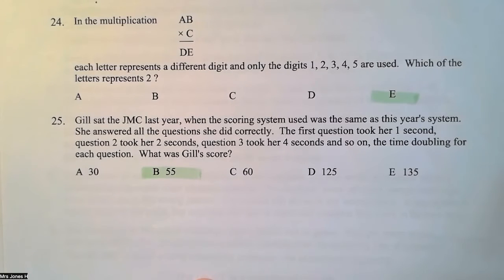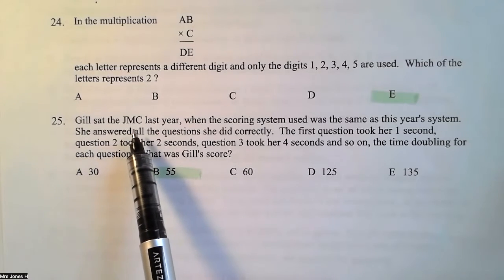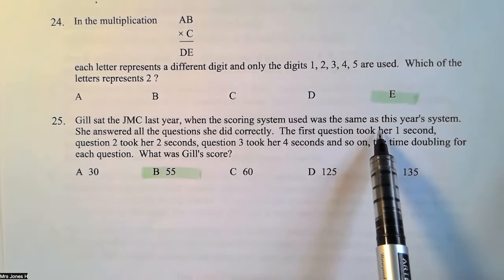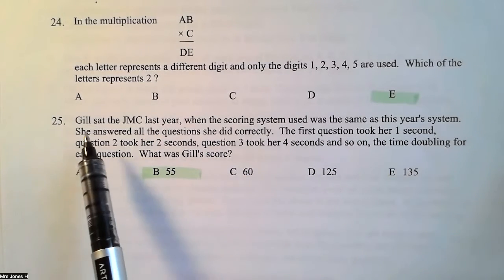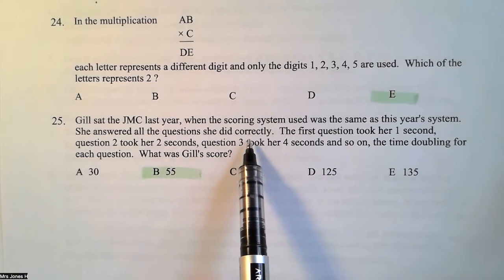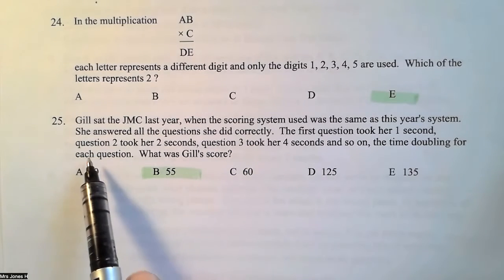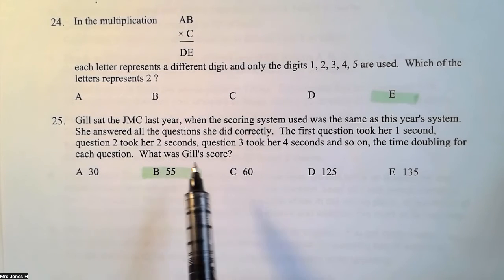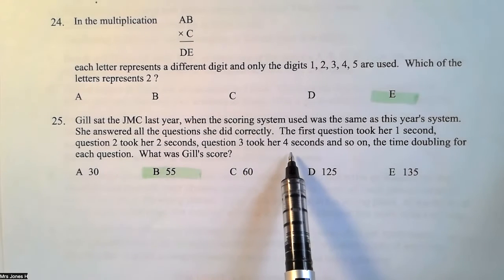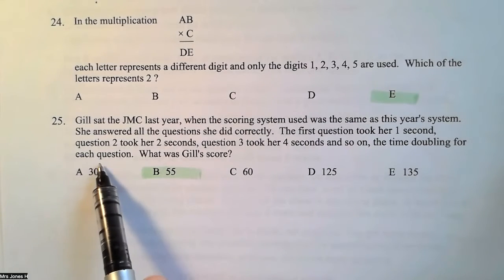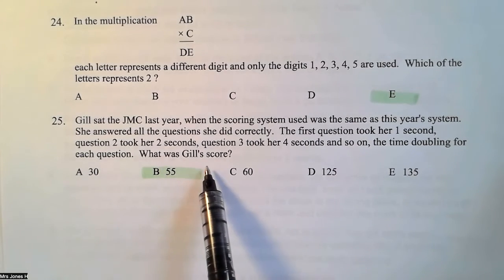Question 25. Jill sat the JMC last year when the scoring system used was the same as this year's system. She answered all the questions she did correctly. The first question took her 1 second. Question 2 took her 2 seconds. Question 3 took her 4 seconds, and so on, the time doubling for each question. What was Jill's score?